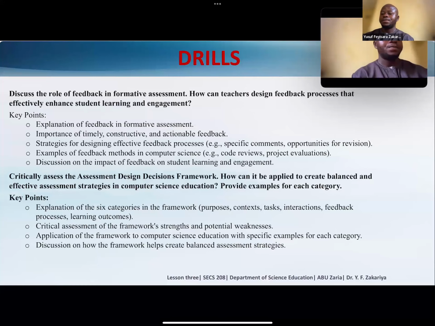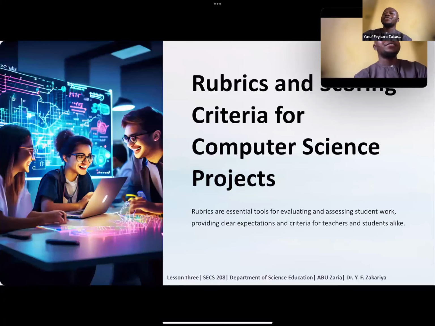All right. So rubrics. What are rubrics? Rubrics and scoring criteria for computer science projects. And by our next class, I'm going to bring a rubric to the classroom that you are going to use for your project. In our next class, I will come with your grouping. You will know the group where you belong, and then you will know the lesson you are going to assess. What is a rubric for now?